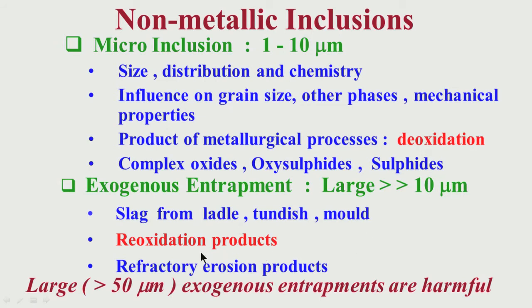So exogenous entrapments can be slag from ladle, tundish, mold, reoxidation products, renitrogenation products, or refractory erosion products. All these exogenous entrapments, when they are present at large dimensions, are harmful from the point of view of quality of steel. Why? They might affect the properties. Also, they might create unseemly surface cracks or surface defects on the steel component. So these are really bad.